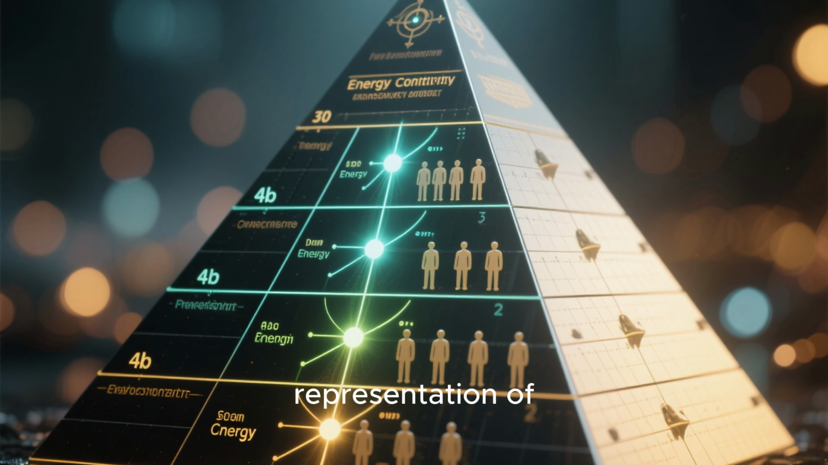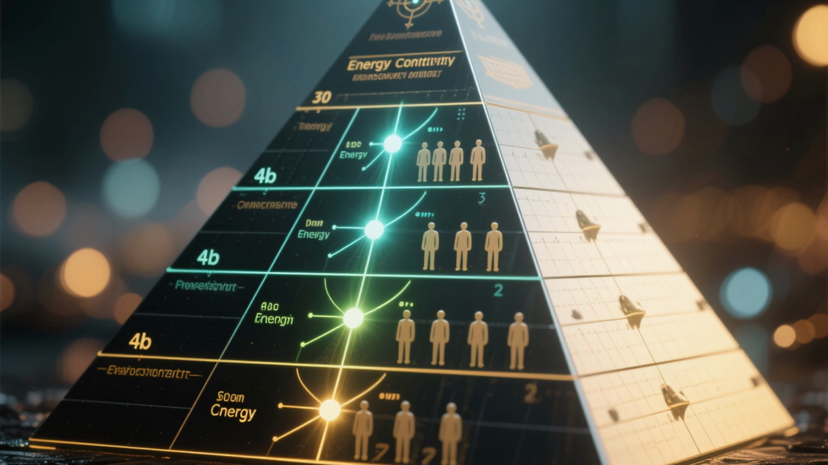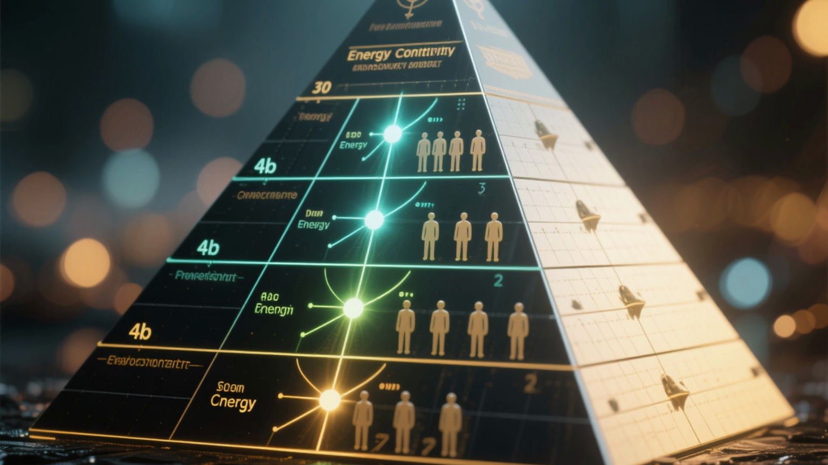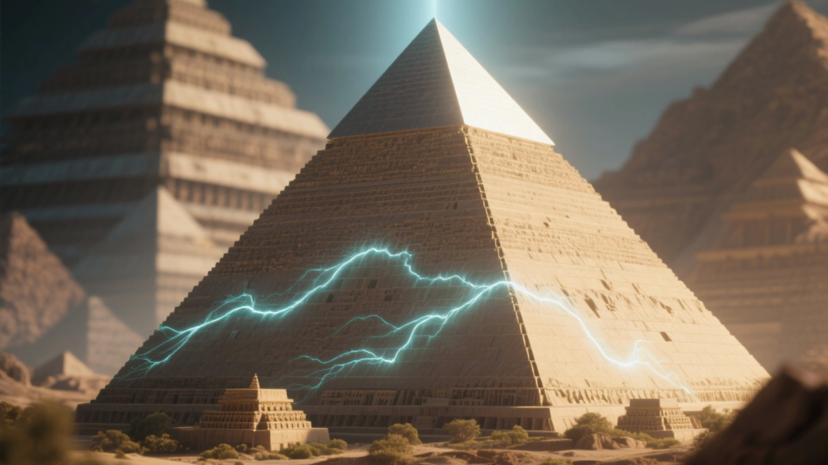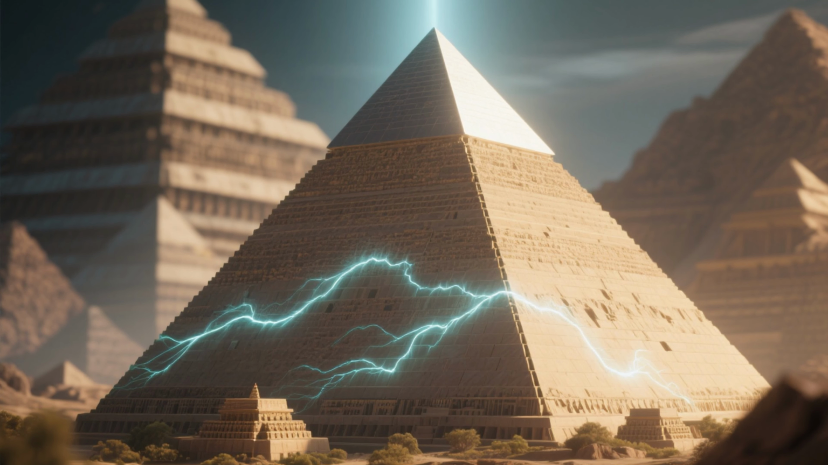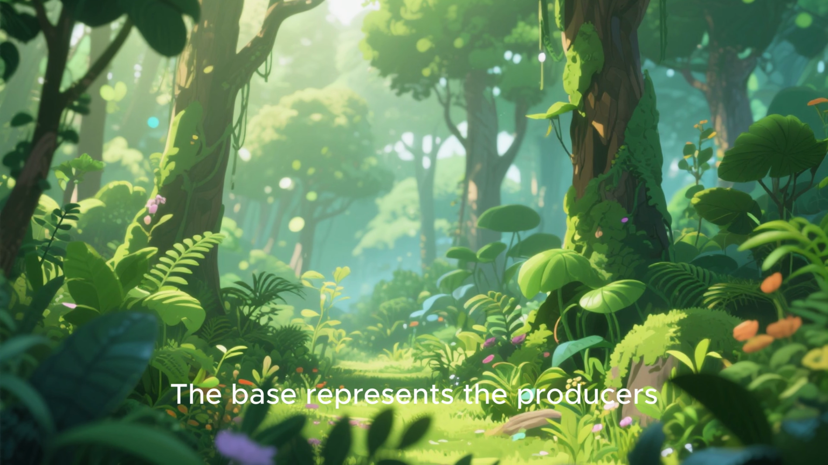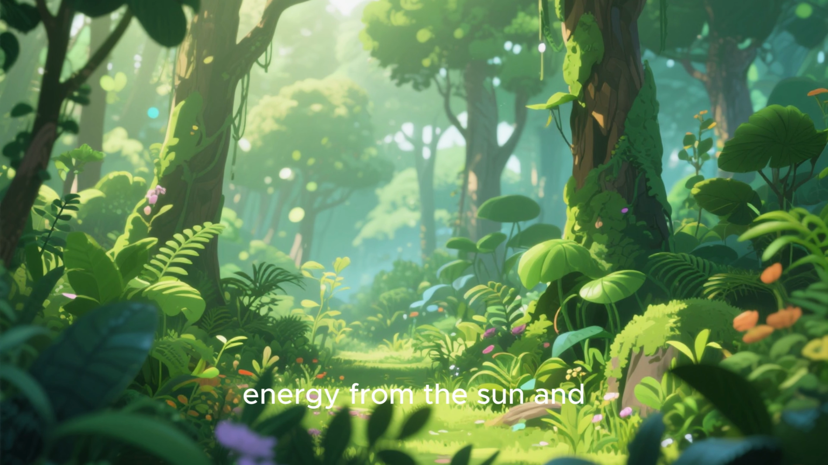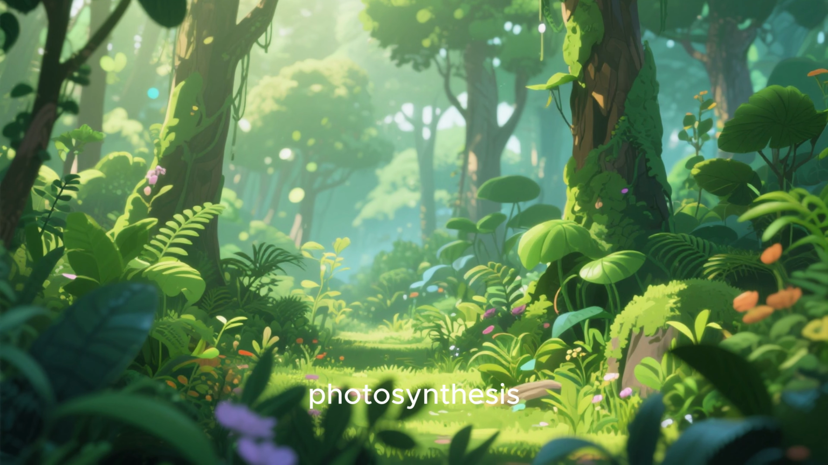A pyramid of energy is a graphical representation of the energy content of organisms at each trophic level in an ecosystem. Energy is the capacity to do work. In a typical pyramid of energy, the base is wide and the apex is narrow. The base represents the producers, which capture energy from the sun and convert it into chemical energy through photosynthesis.